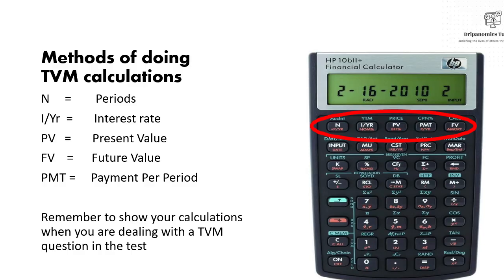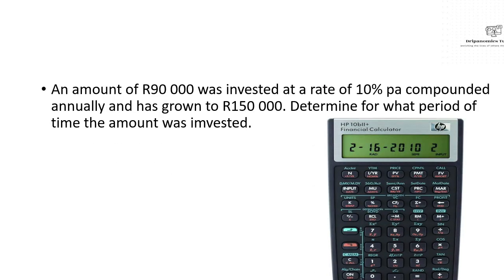The same applies to this question. It says an amount of 90,000 rands was invested at a rate of 10% per annum compounded annually, and it has grown to 150,000 rands. Determine what period of time it took for that amount to grow. I don't think I phrased this properly. Or determine for what period the amount was invested. So it went from 90,000 rands in the beginning to 150,000 rands in future.